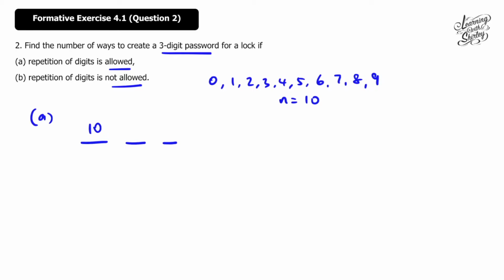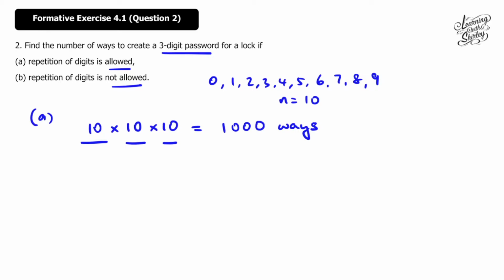And then because we can repeat the same digit for the second place, the number of ways is also 10 ways. And then the third digit is also 10 ways. So therefore we multiply them together and the answer is 1000 ways.